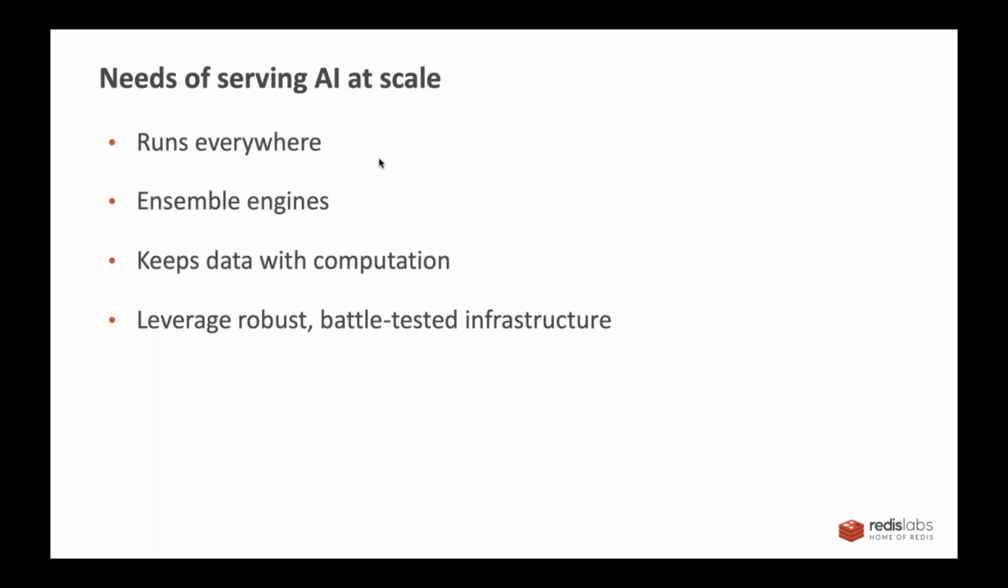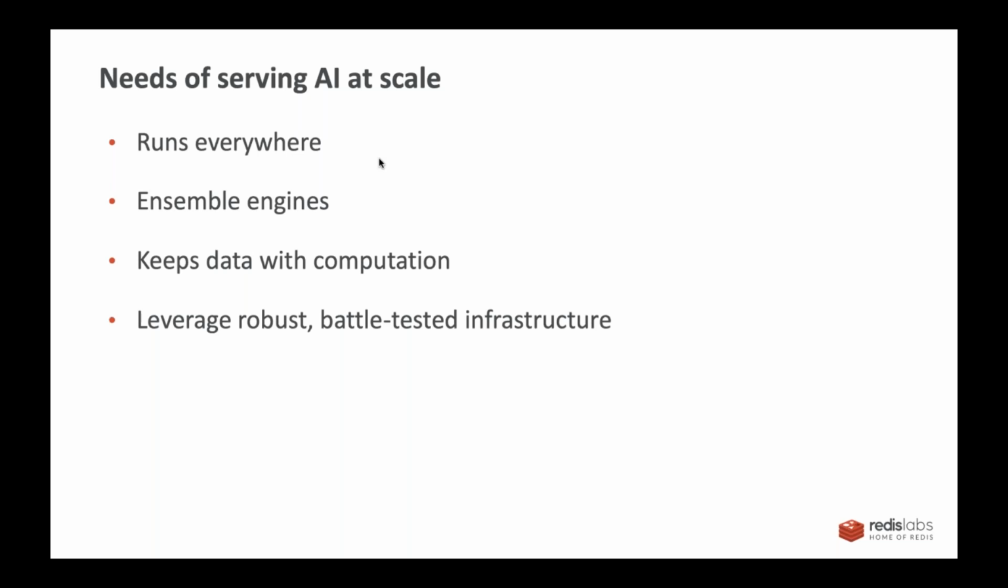AI serving, what does it need at scale? And this is not just Redis, it's just general. If you're trying to scale out something in the AI world, it needs to run everywhere. It doesn't need to be restricted to one particular platform that uses a particular chipset or something along those lines. Multiple engines need to be available in that case.